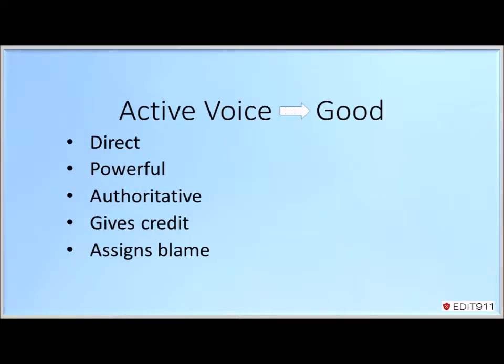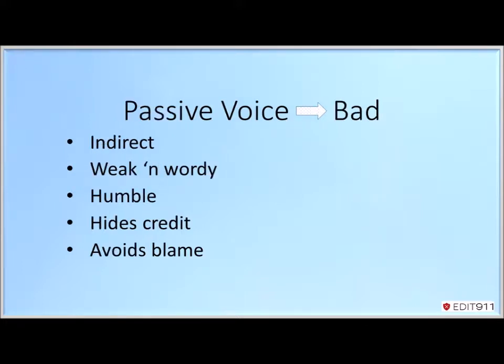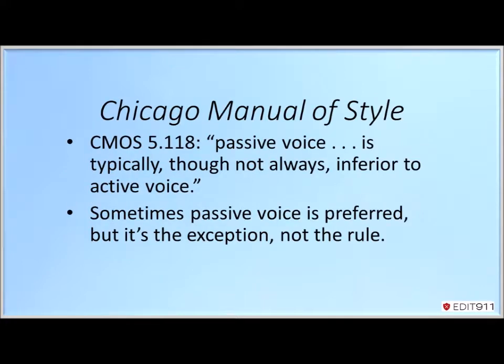So, we know this. Active voice is good. It's direct, it's powerful, it's authoritative, it gives credit where credit is due, and it assigns blame. It's nice, it's straightforward, and it's not wordy. Now, passive voice, on the other hand, as we all know, is bad because it is indirect. It's weak and wordy. Really wordy. It seems very humble. It hides credit and it avoids blame.